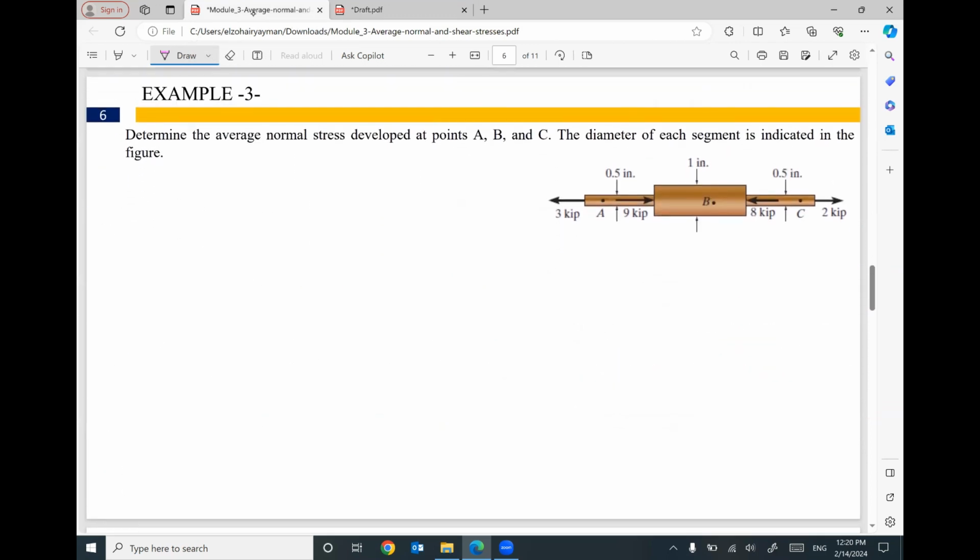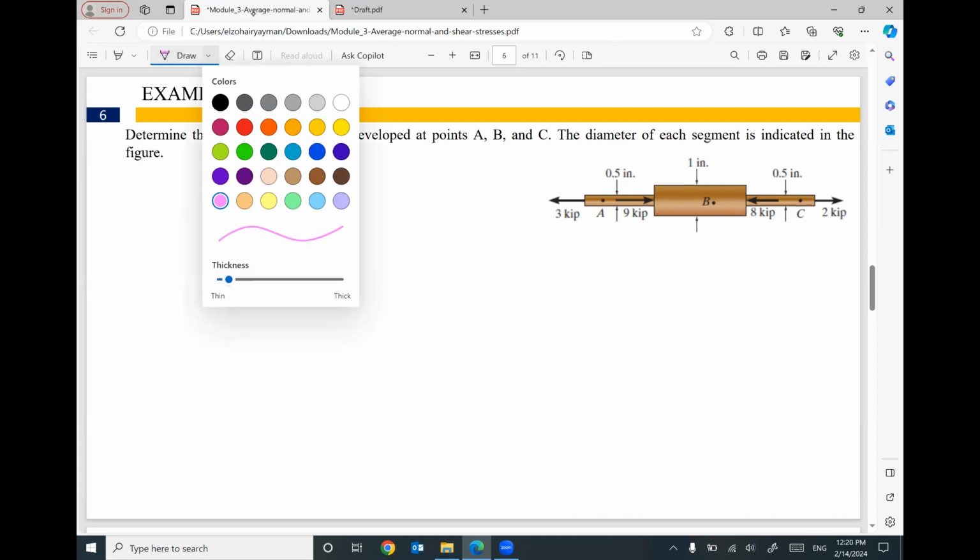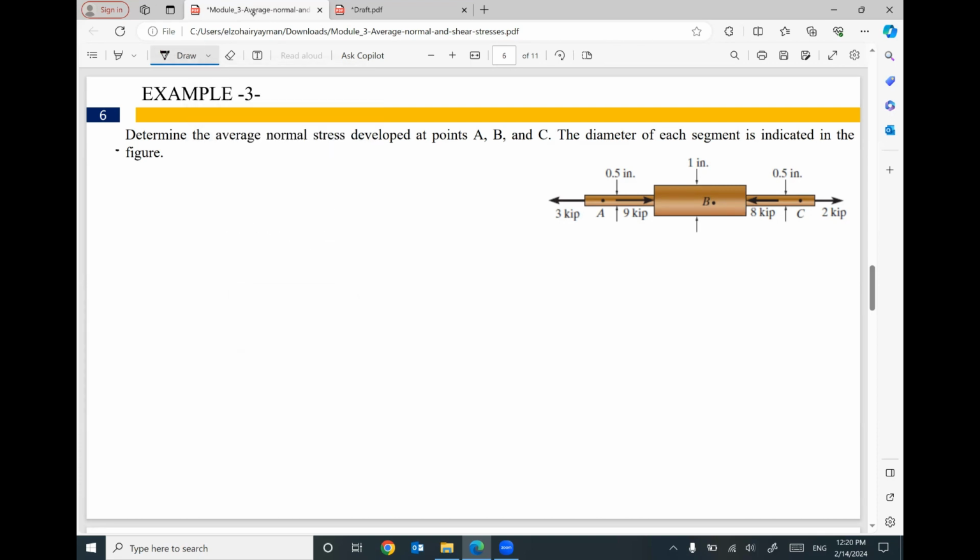We have one more example. For the shown rod, we need to figure out the average normal stress developed at points A, B, and C for this rod. The diameter for each part is given: 0.5 inch in this part, 1 inch for this part, and 0.5 inch for this part. Since we have 3 points or 3 parts, I'm going to divide my solution into 3 parts.